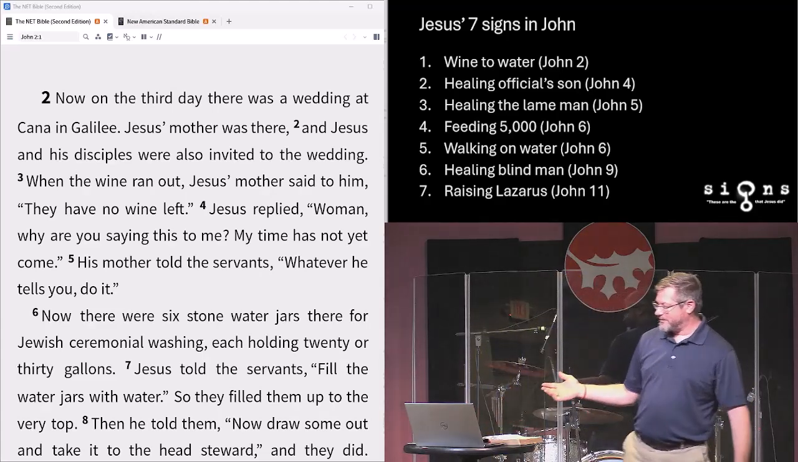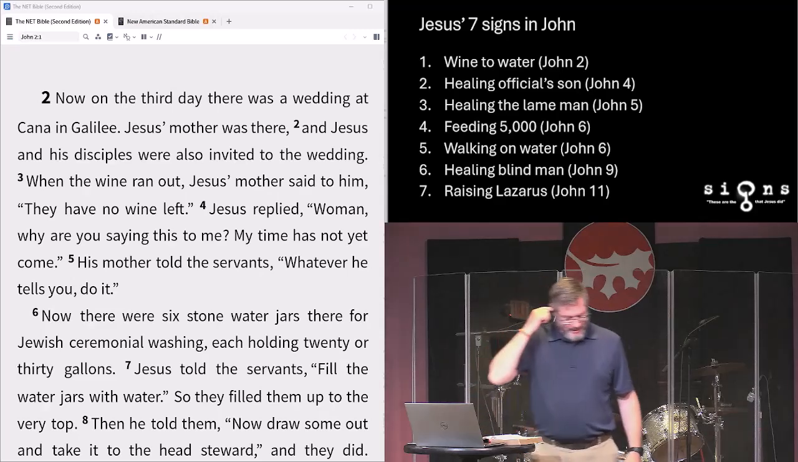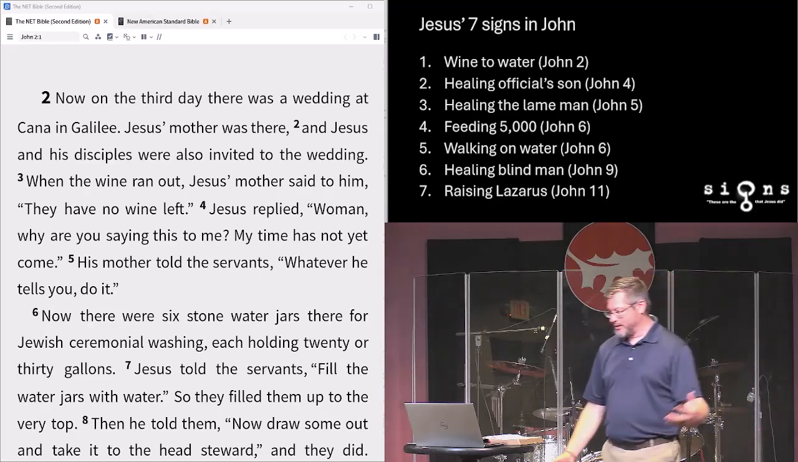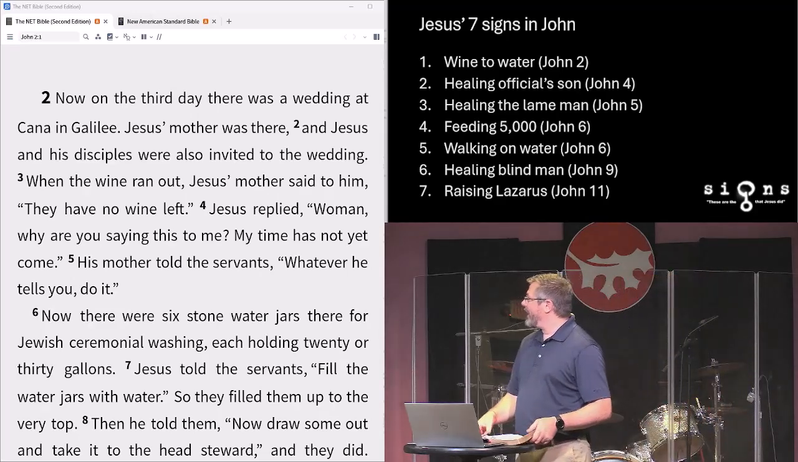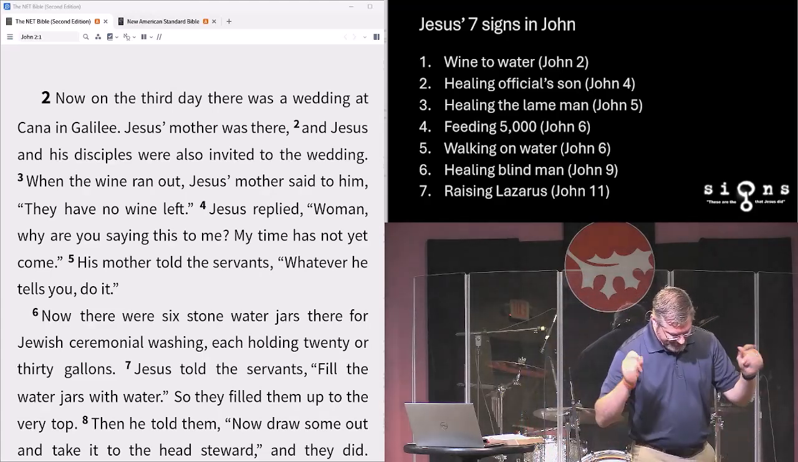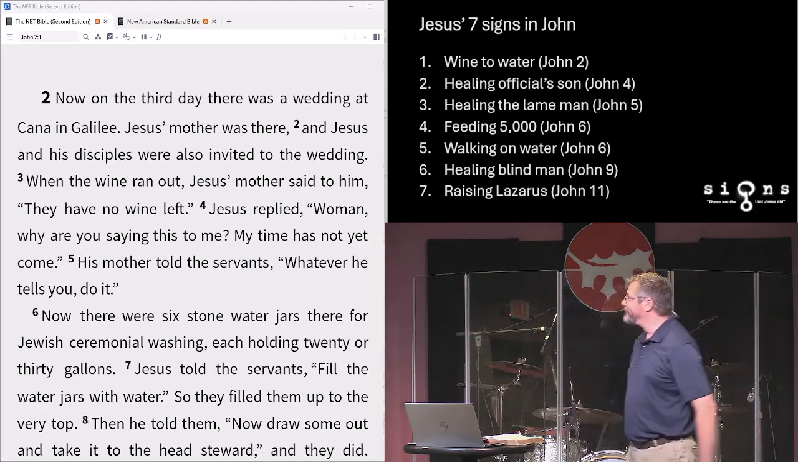Okay, everything else in my notes says water into wine. I know it's water into wine. I was obviously not thinking properly. Wine into water is still a miracle, but it's not nearly as exciting. Okay? Wow. I'll correct that before we put the PDF out on the website, okay?